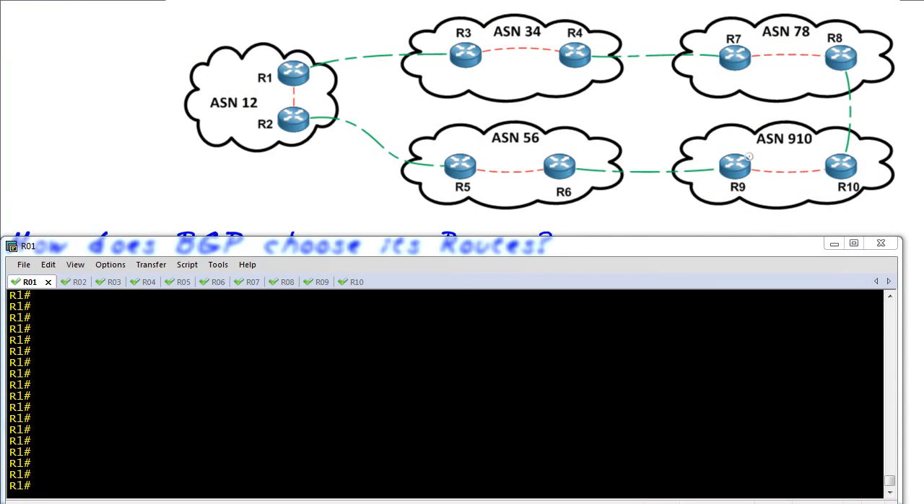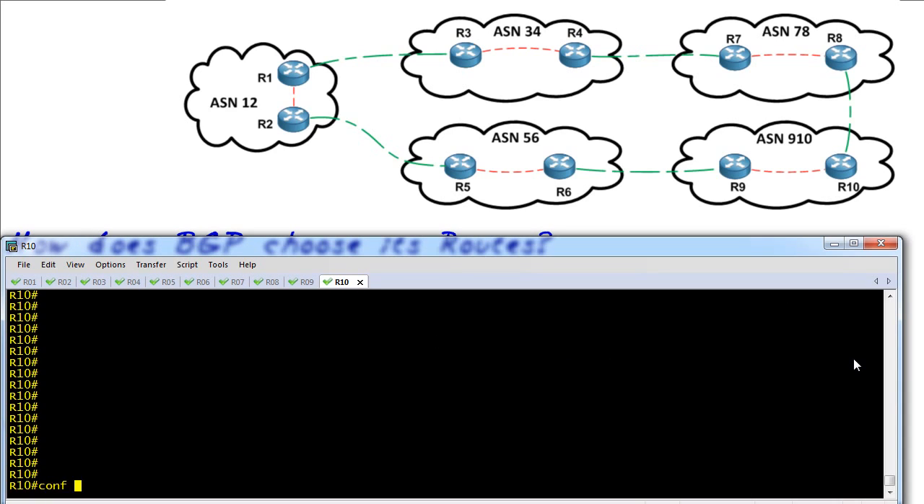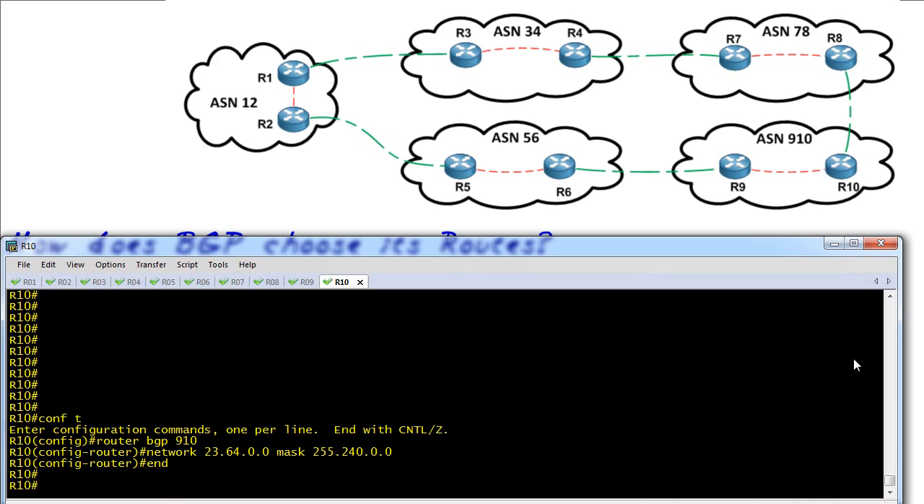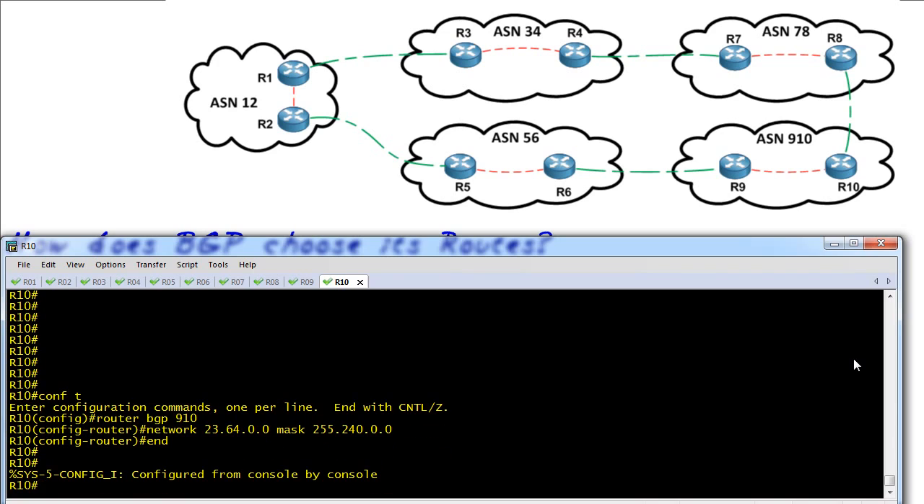Let's say Autonomous System 910 has been given that network block at 23.64.0.0/12, and R10 has been chosen to inject or introduce that network statement into BGP. We could go over to R10 to simulate this, go into configuration mode for BGP for Autonomous System 910, and simply add the network statement. And now he has the ability to advertise that network.